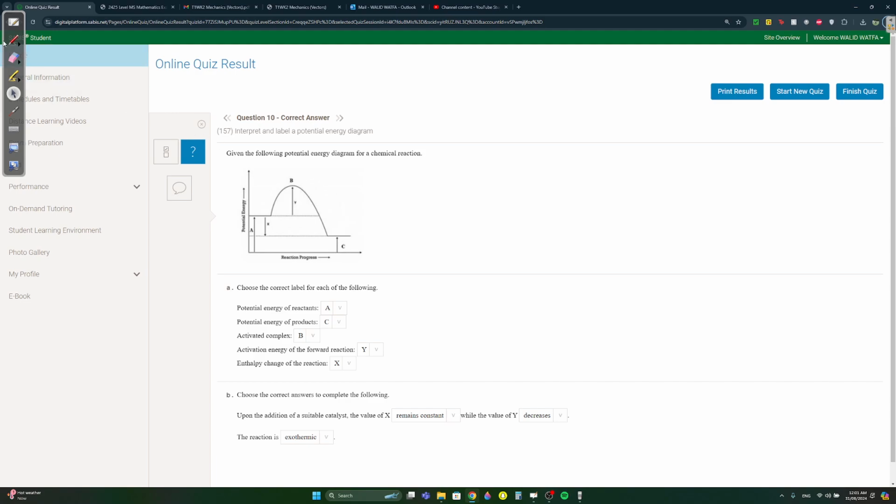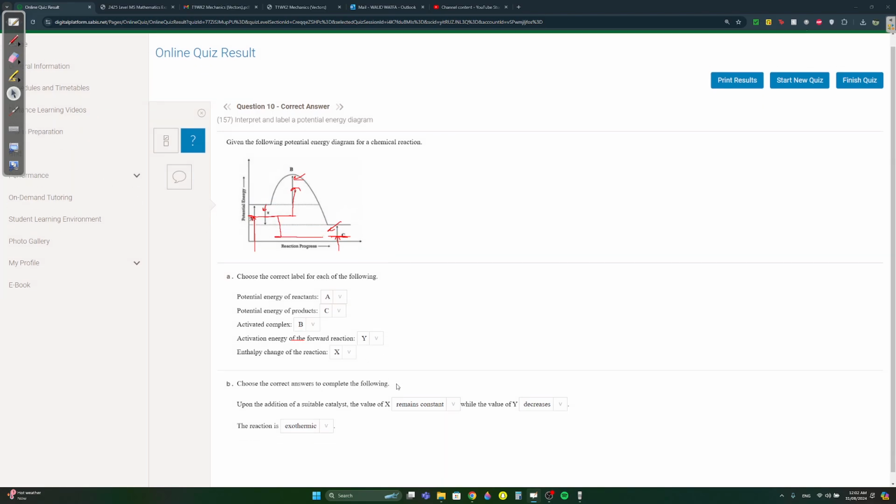Question 10, you have to label each one. A will be the potential energy of the reactants. See here, this is the energy over here, potential energy. C will be the potential energy of the products. This is the products here. The activated complex will be all the way at the top. B, activation energy of the forward reaction. Activation energy represents the energy from the reactants to the activated complex, so it will be Y. And enthalpy change will be the difference between the reactants and the products, so the line in between them.